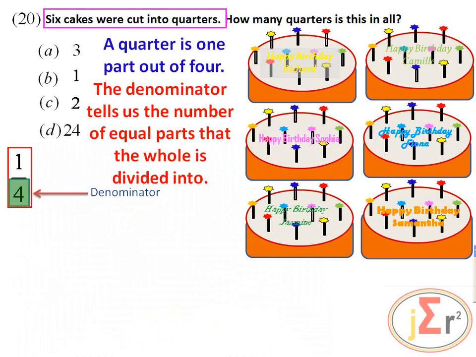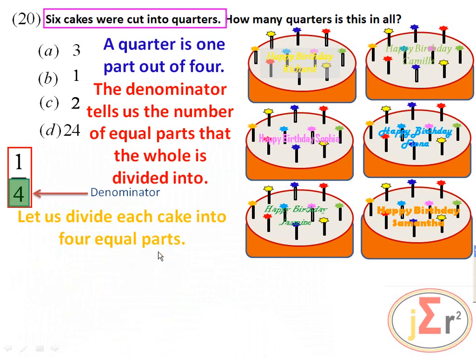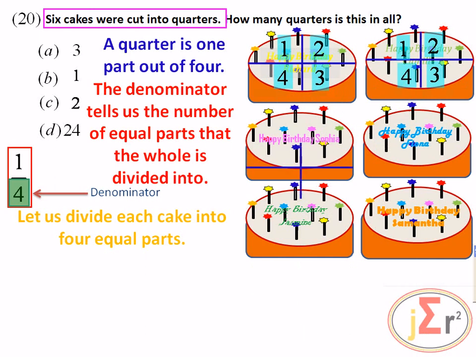The denominator tells us the number of equal parts that the whole is divided into. So the whole is divided into how many? 4 equal parts. So let us divide each cake into 4 equal parts. The first cake is divided into 4 equal parts, and the second is divided into 4 equal parts, and you imagine that the third will be divided into 4 equal parts.